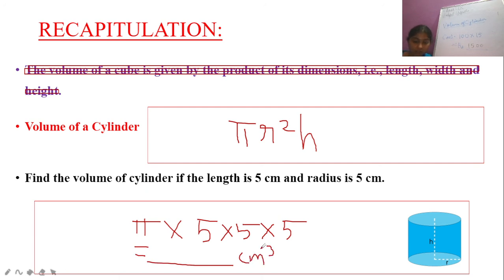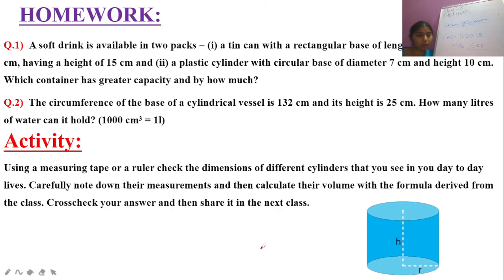Okay students, so these are the 2 homework questions. Read them carefully, students, then you will give me the correct answers. Make sure you have read all the requirements for the given statement. At last you have an activity. Take a measuring tape or ruler, check the dimensions of different cylinders that you can see in your day-to-day life, carefully note down all the measurements, and calculate the volume for each. We will cross check all the answers in the next class.